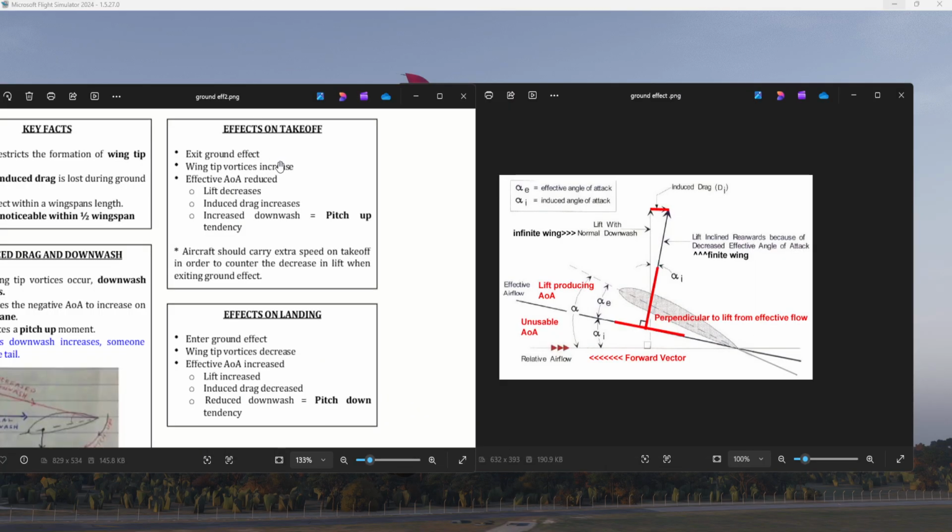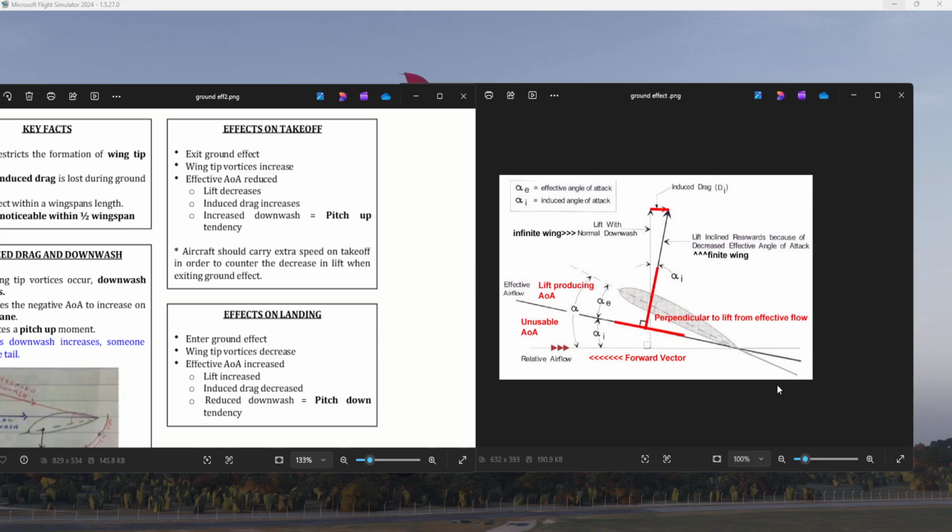In order for you to not complicate it, just use this tip that I give you. During landing, we are approaching the ground. This one pushes up, this one goes down. Effective angle of attack increases. Induced drag decreases. Sorry, during landing, effective angle of attack increases, and so the induced drag decreases.